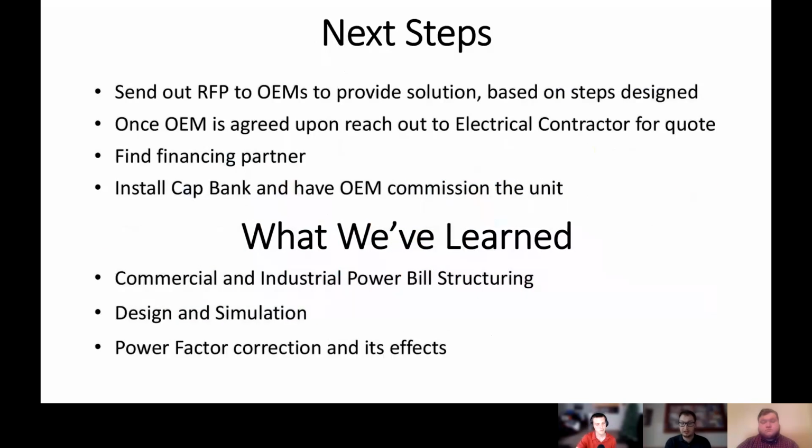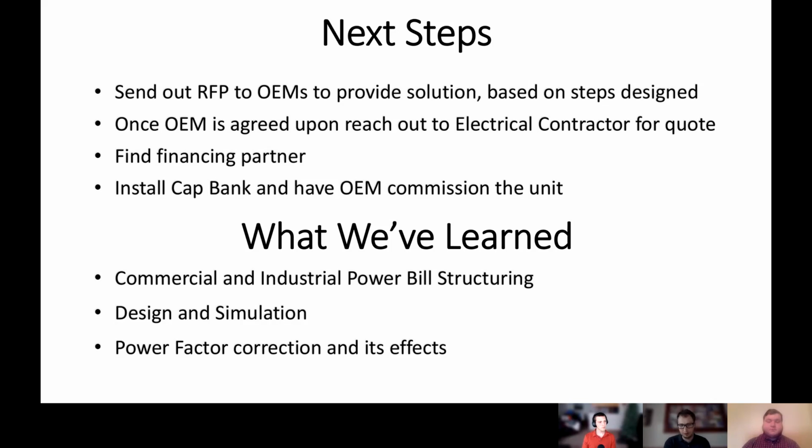So our next steps. If this was in a real scenario, we would send out a request for proposal to OEMs to design the system based on our spec. In this case, we had a 150 kVAR step and 3 75 kVAR steps. Afterwards, we would find an electrical contractor that would install the cap bank system and a financing partner. And after install is complete, the OEM would return to commission the unit.